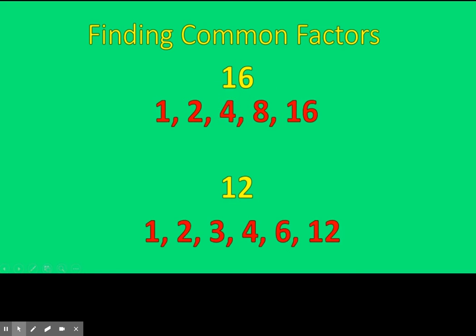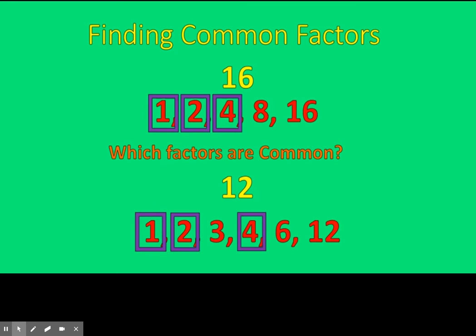All right? 12 has the factors of 1, 2, 3, 4, 6, and 12. And again, you can do that rainbow pattern if you'd like to see what all the common factors are. Now I'm going to identify which factors are common. 1, 2, 4, 1, 2, and 4. These are all of your common factors.